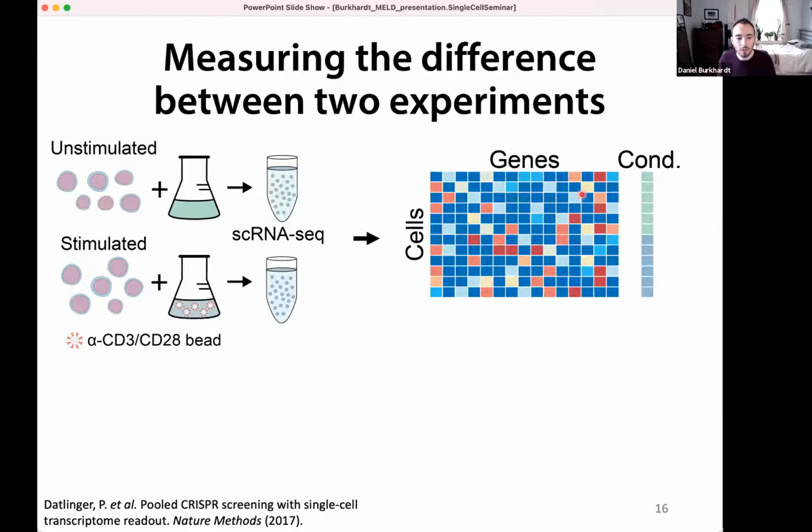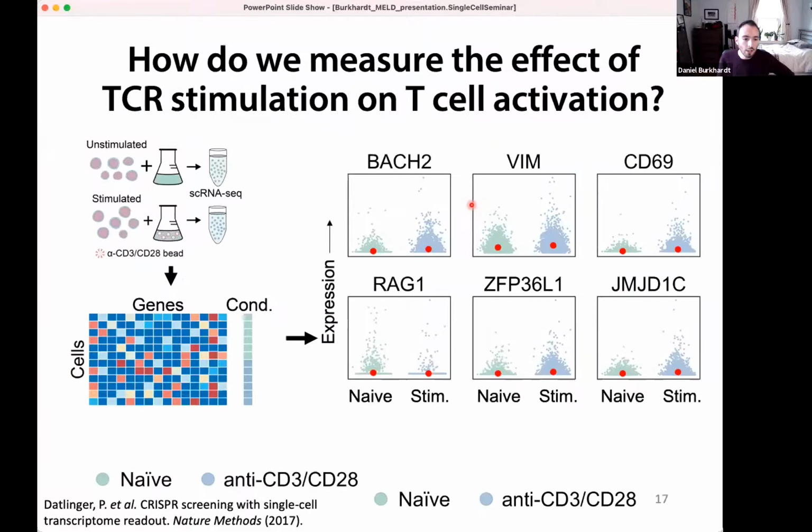And the result is you get a single cell matrix with a bunch of cells and the genes they're expressing, but you also know the condition they were from, because we collected two different sets of libraries. And you might want to know, okay, what's the difference between these two data sets? What was the effect of adding these anti-CD3, CD28 beads? Based on the way we often think about bulk RNA sequencing, you might want to think about just doing a standard differential expression test.